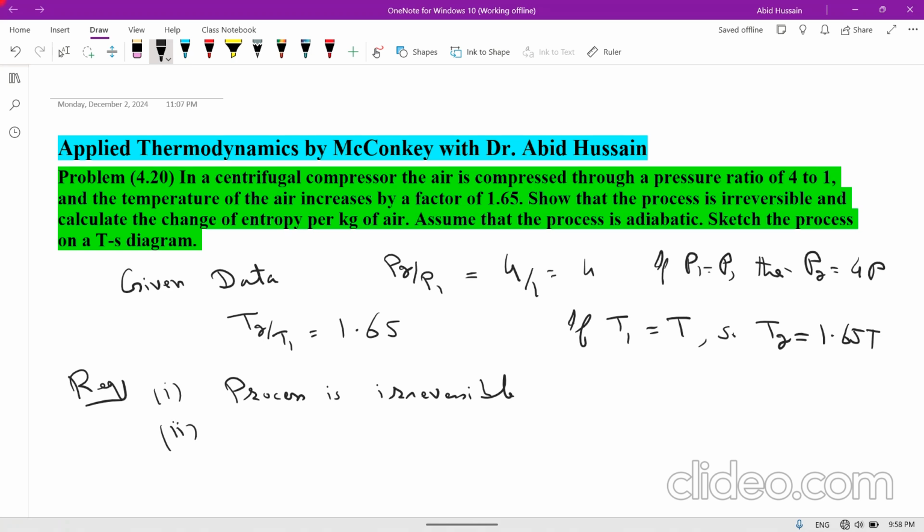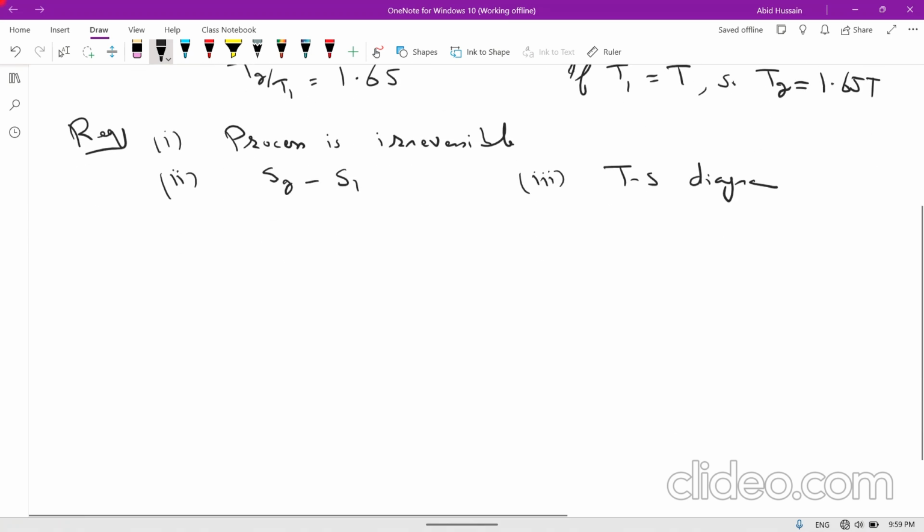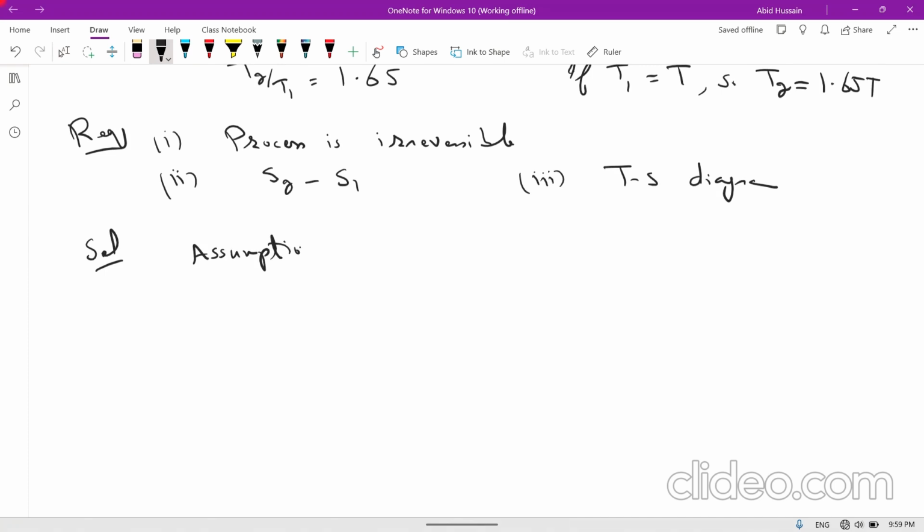Number 2, calculate the change of entropy per kilogram of air. And assume the process is adiabatic and sketch the process on a TS diagram. The assumption is that the process is adiabatic.